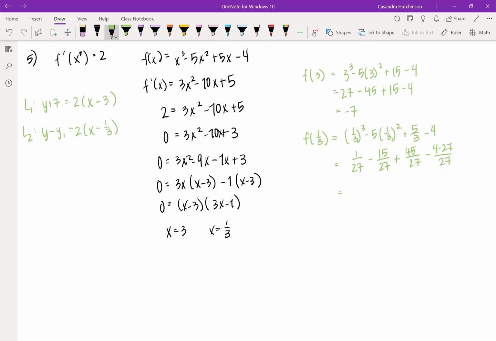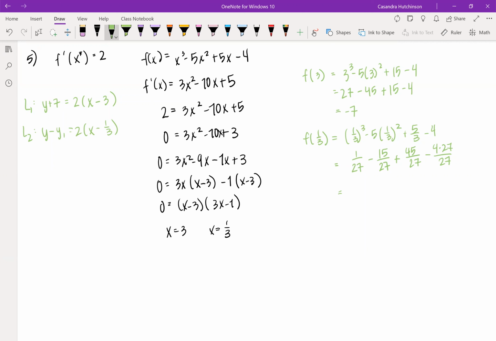So negative 15 plus 45 is 30. 1 minus 30 is negative 29. Okay, it didn't cancel nicely. So 4 times 27 is 4 times 30 minus 12. It's hard to keep track of all the steps in my head. So I think that's 108, but let's just double check going the long way. So 27 times 4, that's 8 and 2. Yeah, that's 108.